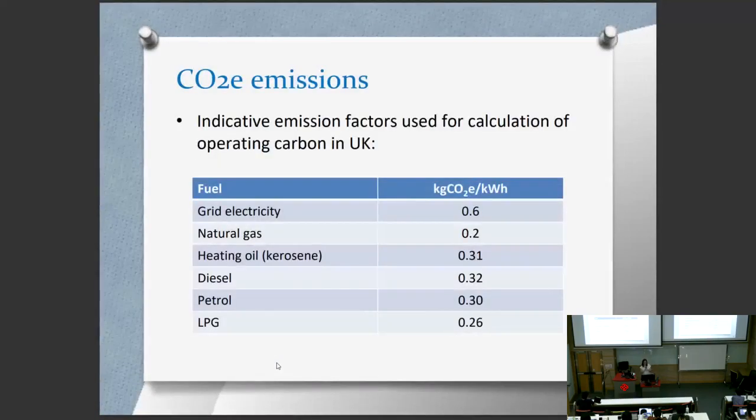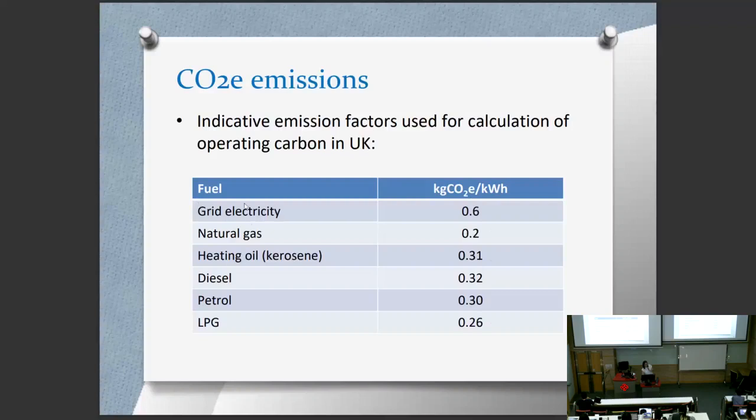Indicative emission factors used for the calculations of operating carbon in the UK. The first half of the lecture is based on a book published in the UK, and it studies not just operating carbon, but also the embodied carbon and transport carbon of many buildings in the UK. For the book, the author used these emission factor values.